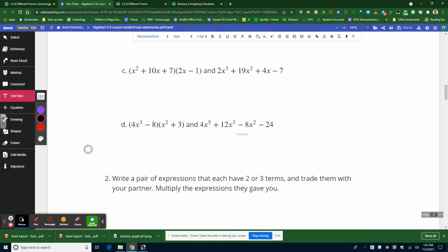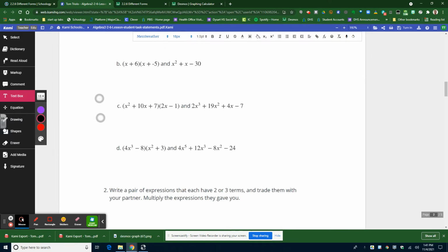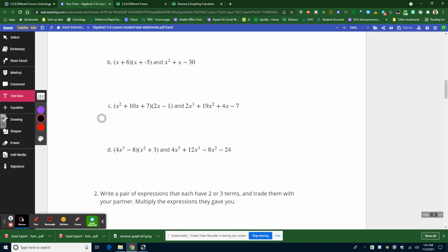That's lovely. All right. So we're not going to do all of these. In fact, we're only going to do one of these. Okay? So you're going to split the work. We're only looking at C and D. Okay? So work with a partner.